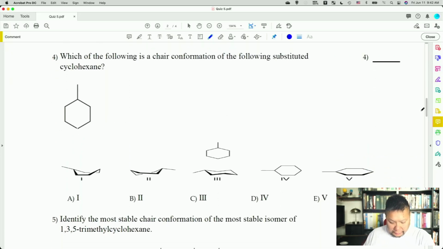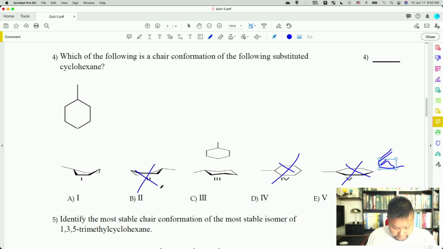Which of the following is the chair conformation for the following substituted cyclohexane? And I'm sorry about the way it looks so weird on mine. I don't know if it looks like that on yours, but it's gotten flattened out. But that doesn't matter. You can still see what it is. So none of these are chairs right here. Those aren't chairs. That's not a chair either.